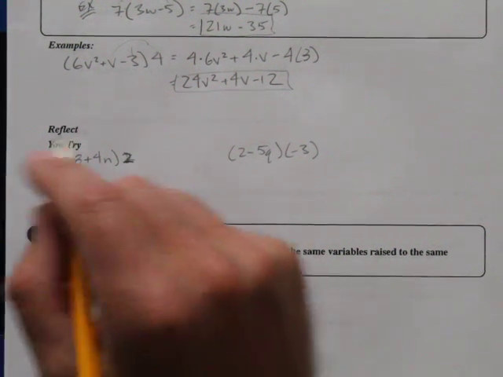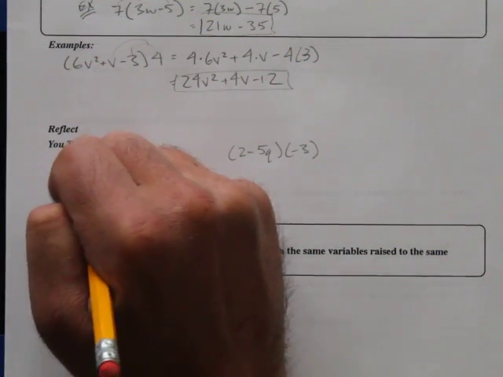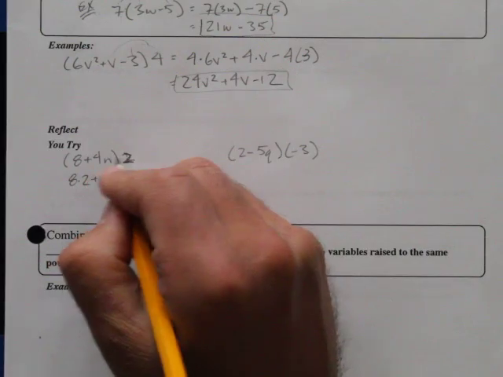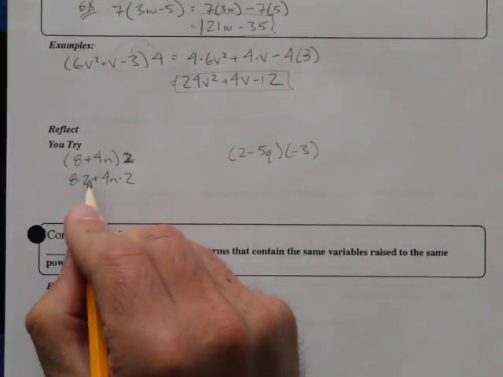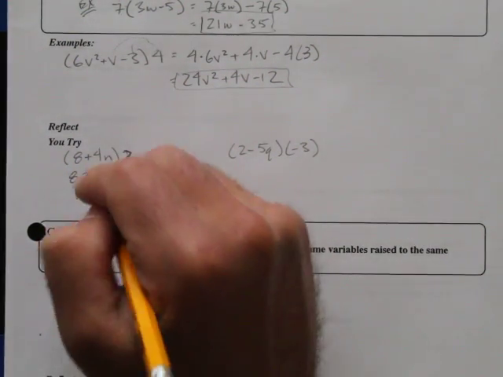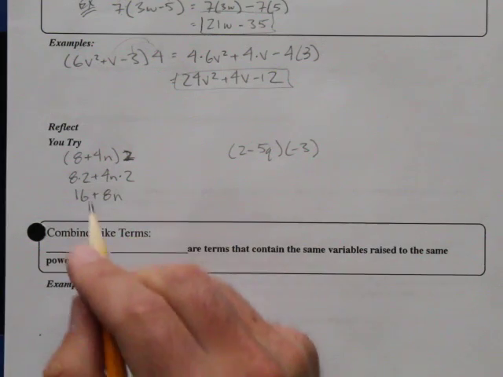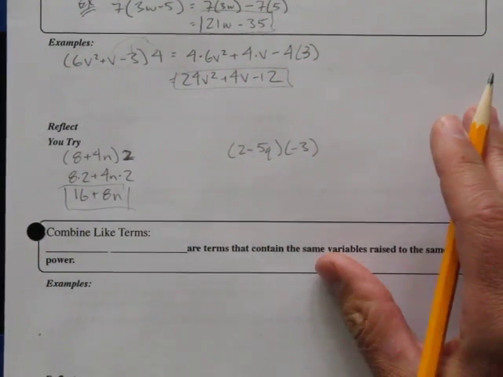All right, let's get back together. See how you did. So I've got 8 times 2 plus 4n times 2. 8 times 2 is 16 plus 4n times 2 is going to get me 8n. And that is my final answer there. Now let's look at this one. This one's a little bit trickier.